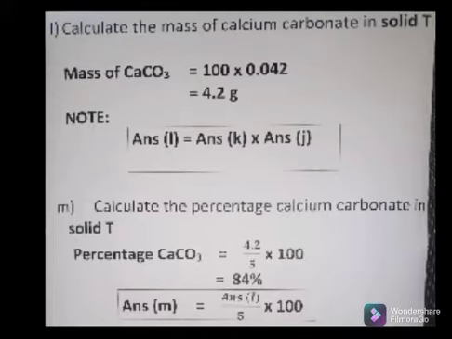Calculate the mass of calcium carbonate that reacted. With the mass, you only need to multiply the number of moles by the relative formula mass. And that is 100, you multiply by 0.042. You get 4.2 grams. And finally, the question that is in line with our objective, calculate the percentage calcium carbonate in the impure solid T. In that one, 4.2 divided by 5, you multiply by 100, and you get 84. So the solid T we were working with, the impure calcium carbonate, it was 84% pure. The rest, of course, were impurities.